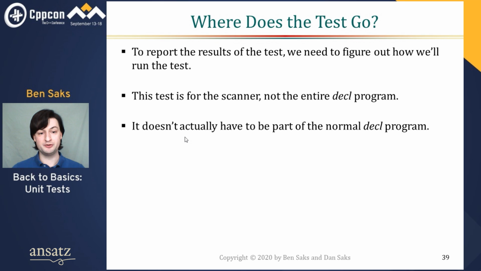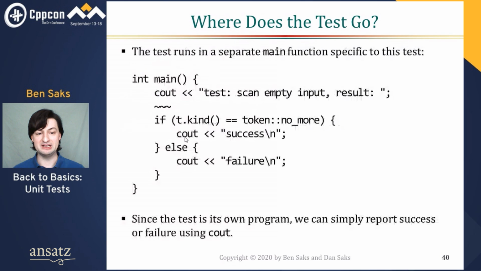In order to report the results of the test, we need to figure out how we're actually going to run the test. This test is for the scanner, not really the whole Decl program. So we don't actually have to use the main function of the Decl program to run the test. We can build a different main function that's specifically designed to run this test. And then from there, regular old cout is fine for reporting the output. We can just say, here's the name of the test that we want to run, scan empty input. When we get to the end, we write out either success or failure, depending on whether we saw the token that we were expecting to see.